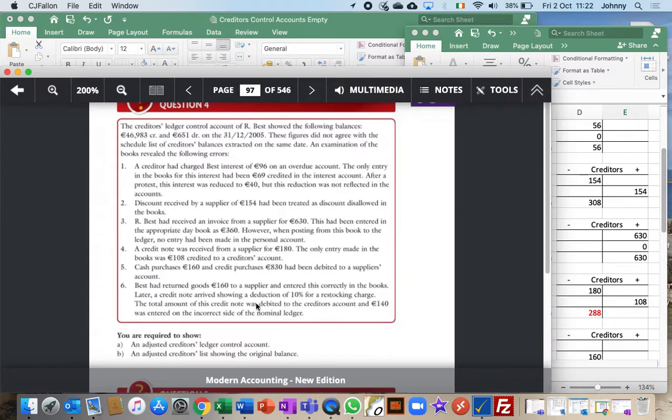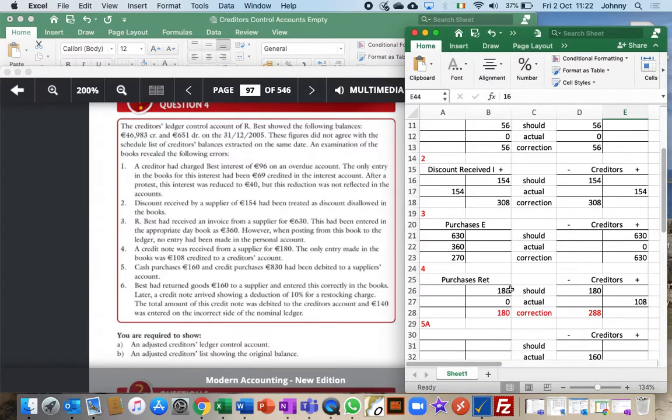Okay, so I'll move on to question 4. Credit note received. So credit note always makes me think returns from a supplier 180. The only entry made, so that means I only did one thing. So credit note returns, this is to do with purchases. So therefore it's purchase returns. So purchase returns, remember purchase is an expense, purchase returns would be an income. So I have that on the credit side. And my creditors 180 less is owed.